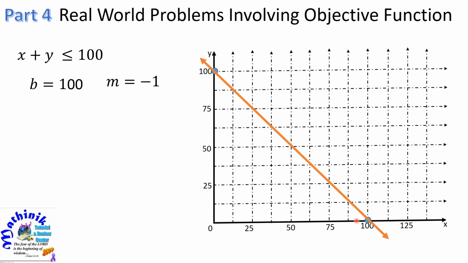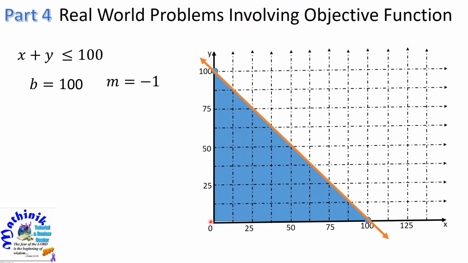Let us graph the line. So the solution to this inequality, if we use the origin as the test point, then the shaded region will include the origin. Let us proceed to the next inequality, that is 200x plus 300y less than or equal to 24,000.